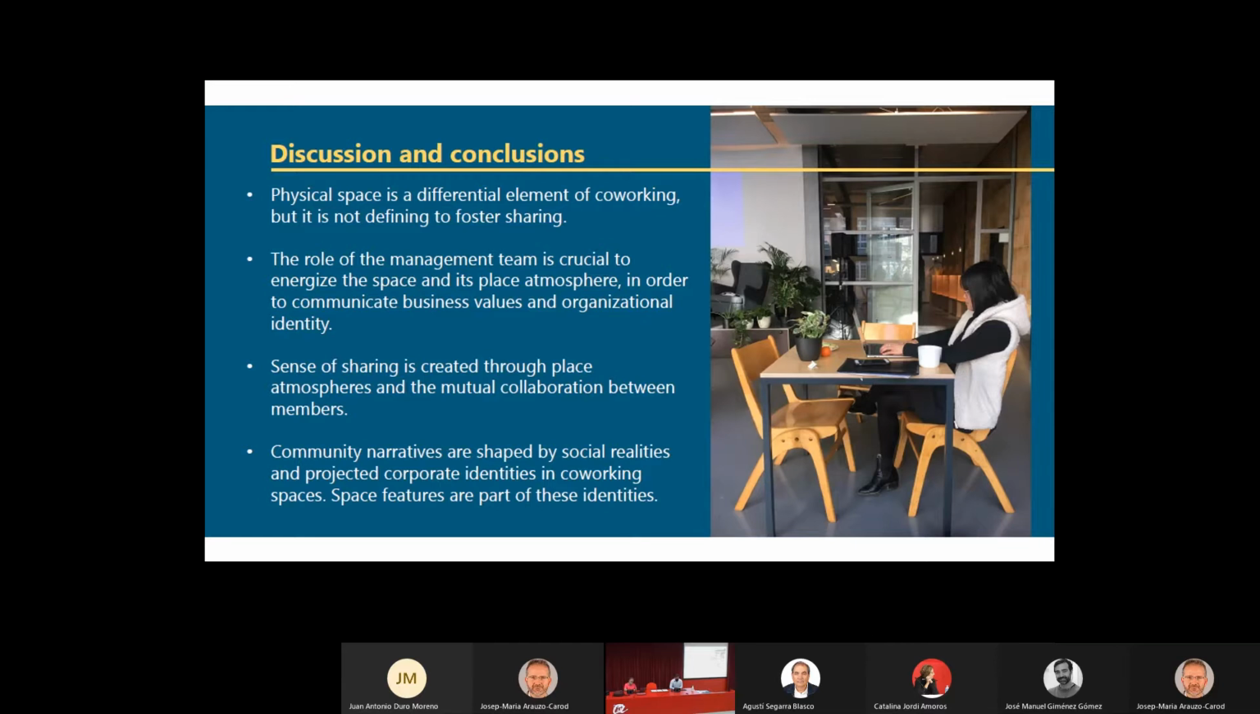The role of the management team is crucial to energize the space and its place atmosphere in order to communicate business values and organizational identity. Sense of sharing is created through place atmospheres and the mutual collaboration between members. And community narratives are shaped by social realities and projected corporate identities in co-working spaces. So spaces' futures are part of these identities.